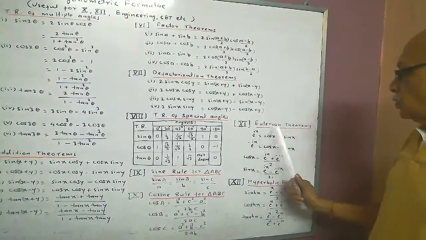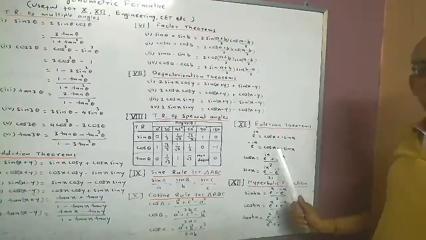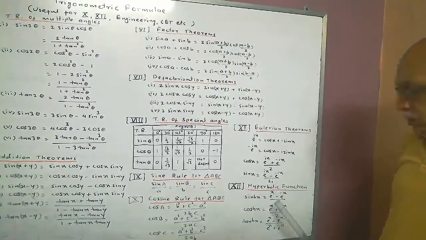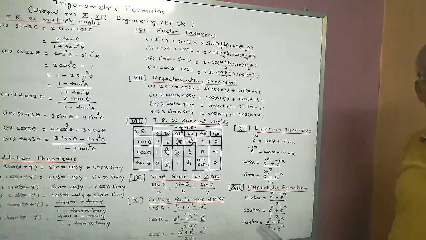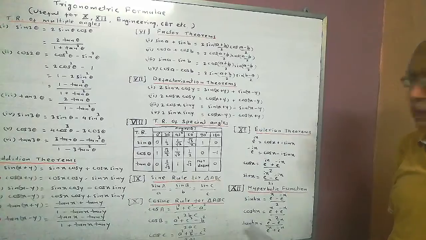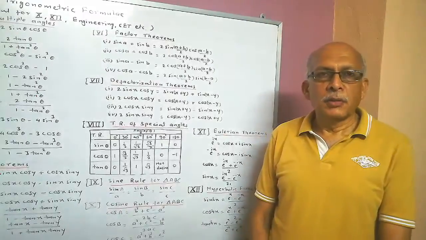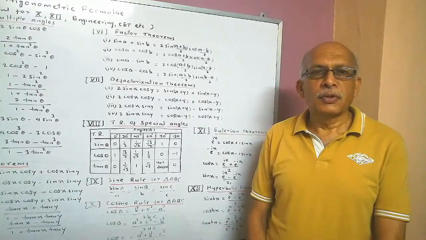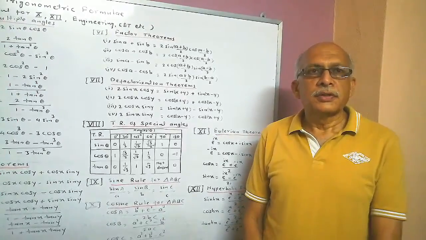Next is the Eulerian theorem. This is useful even in the 12th class or in engineering. And last is the hyperbolic function. There are 3 formulas for it, which I have not written because of the space. And this is all about the trigonometric formulas. You learn them by heart, and this is very useful for calculus, limits, differentiation, integration.